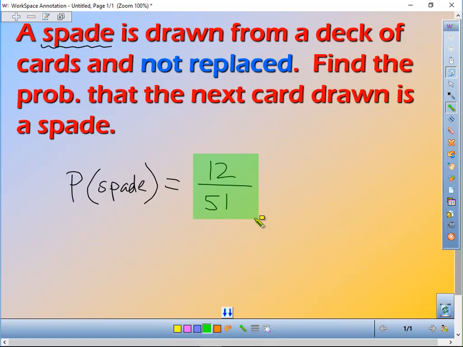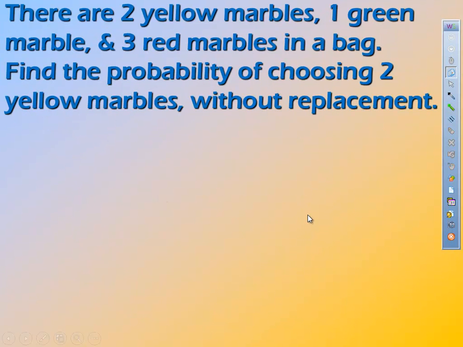Okay, let's try a different problem. We're going to do 3 today. I'll do 2 with you to help you get the feel for how these dependent events work, and then we'll give you a problem to see if you can get correct on your own. Okay, here's our next problem, and just like the first one, you should take a moment and copy this one down. It says there are 2 yellow marbles, 1 green marble, and 3 red marbles in a bag.